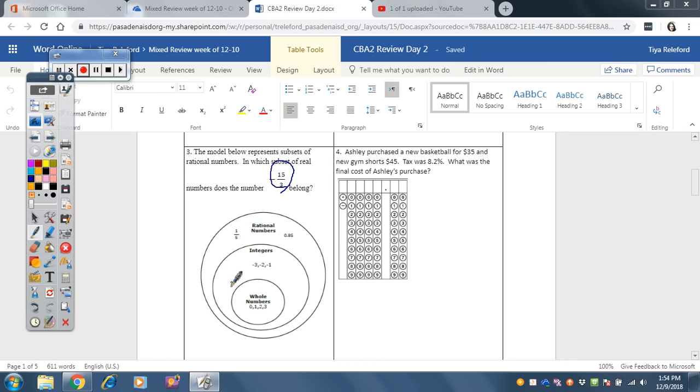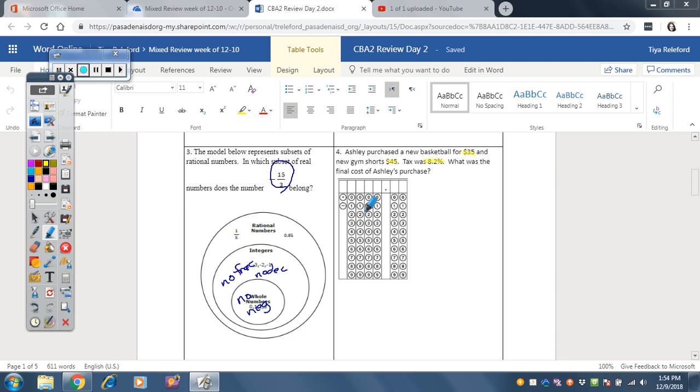Remember, integers are no fractions, no decimals. And whole numbers are no negatives. Now, if it's a fraction that can be turned into a whole number, then it doesn't count as a fraction. So think about that. Number 4 says, Ashley purchased a new basketball for $35 and new gym shorts for $45.